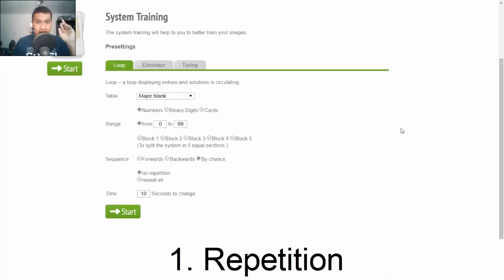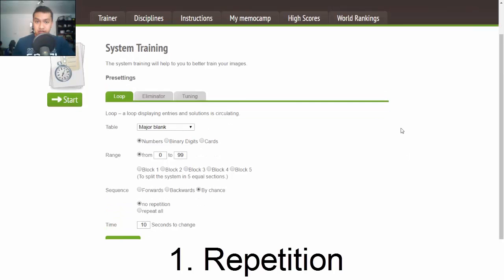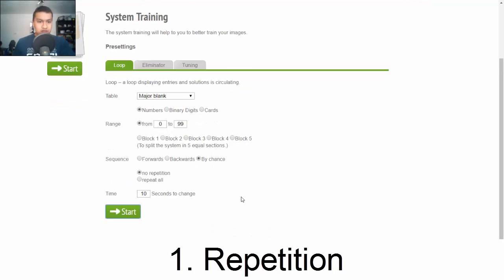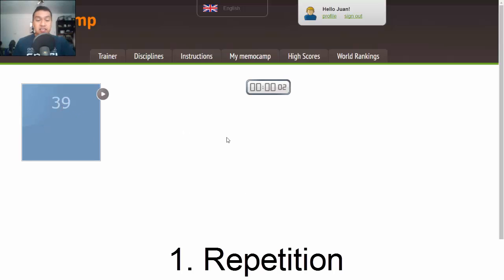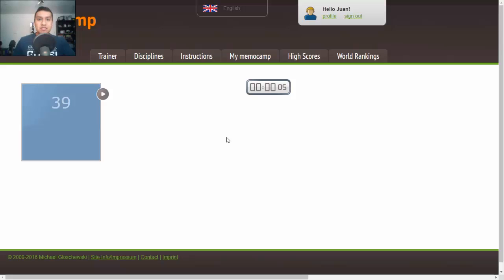So the first way, and it's probably the hardest way, is repetition. Say, for example, you have a 2-digit number system, 39, and you said that was a lamp. You really don't have an association between 39 and a lamp. So what you have to do is repeat it over and over until you make that connection. You're like, okay, 39, lamp, lamp, 39. You keep repeating it, and eventually you're going to make that connection. So when you think of 39 or see 39 or hear 39, instantly you're going to think of a lamp. So that's the first way, repetition.